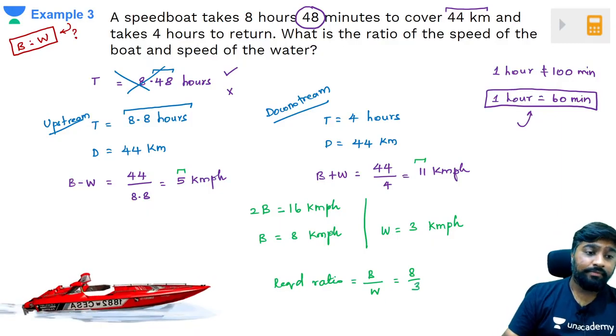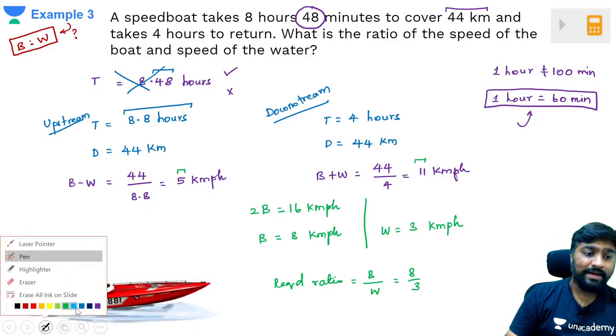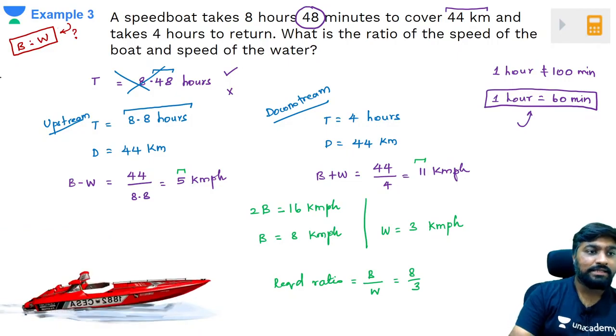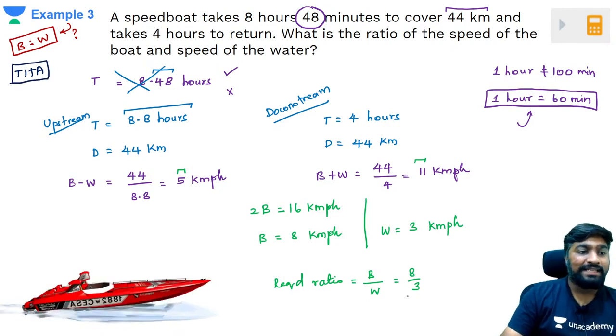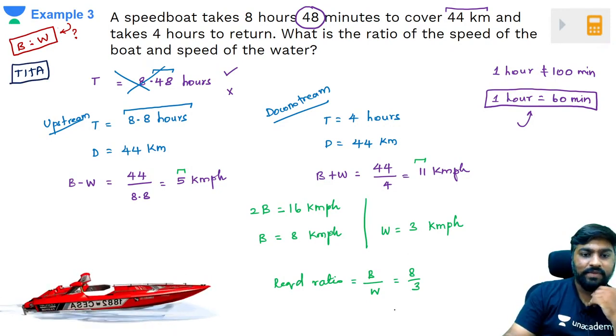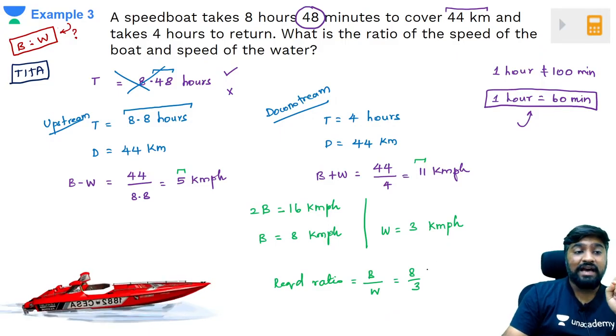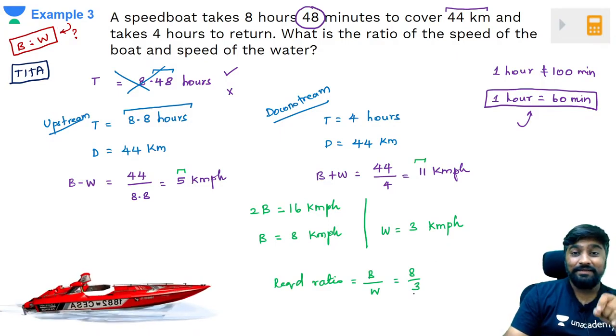Now please keep this in mind. This question is a TITA question, that is type in the answer. That basically means you cannot directly enter 8/3 in the answer choice. So what would you have to do? You would have to convert this into decimals. Please keep that in mind.